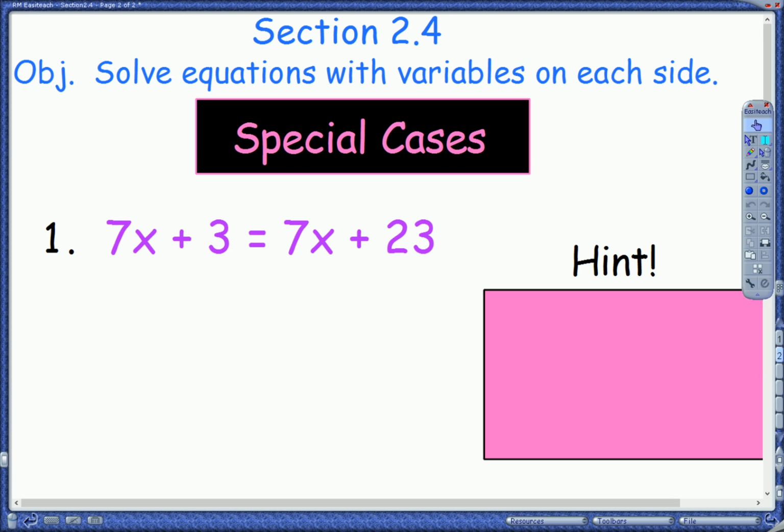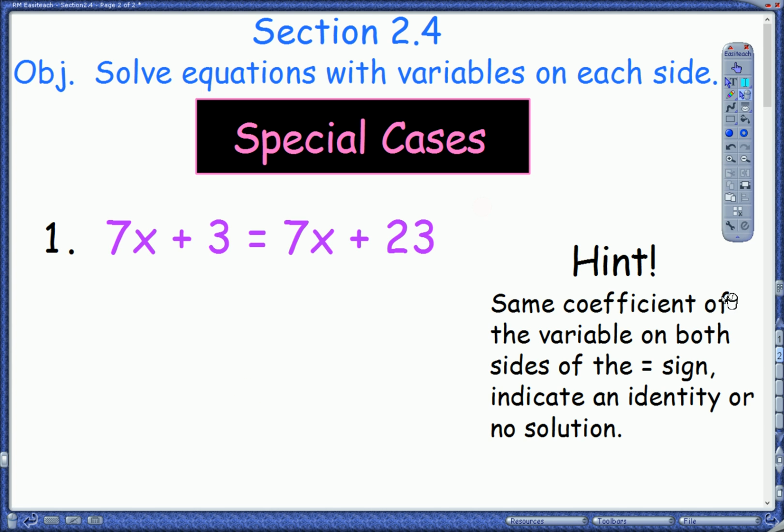Alright, part 2, special cases. We did these last year as well. So take a second to write down the first example and the hint.